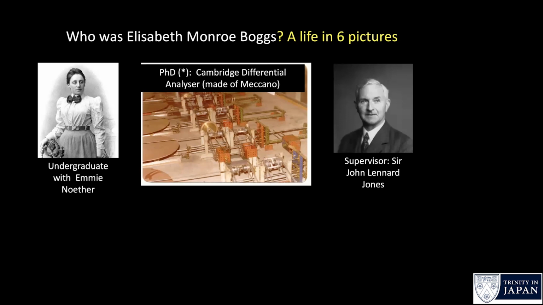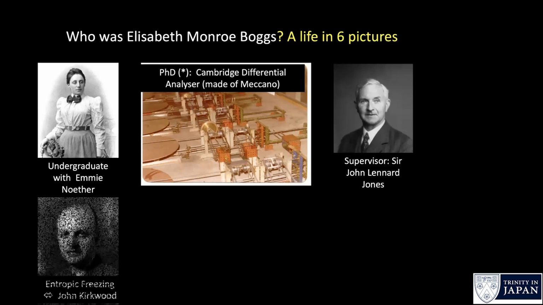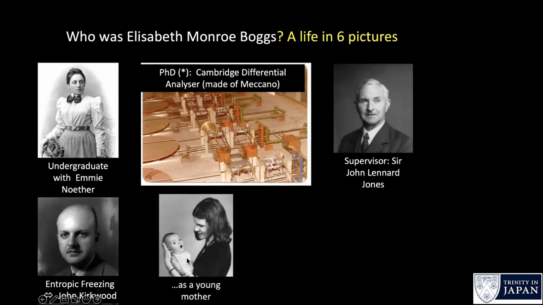So basically what Elizabeth Monroe did was she worked on very early quantum chemical calculations, and then she went back to the US, and she worked indeed with John Kirkwood, the person I just mentioned, where she worked on the freezing without attraction. And then just after that, her life took a turn because she married, she got a child.